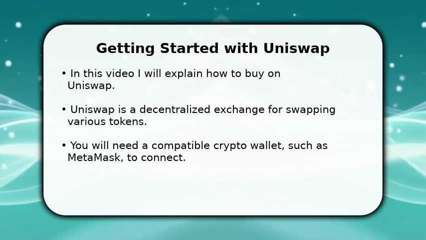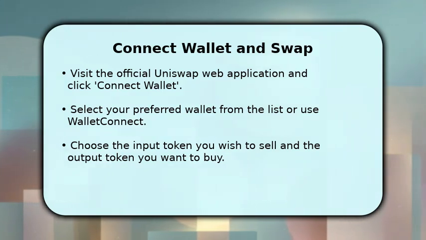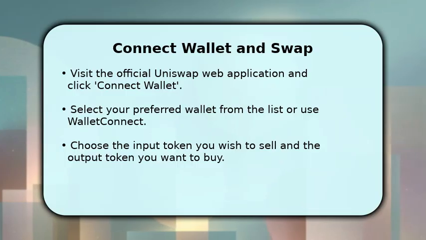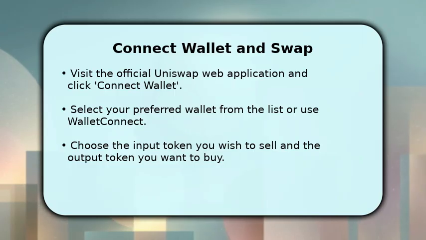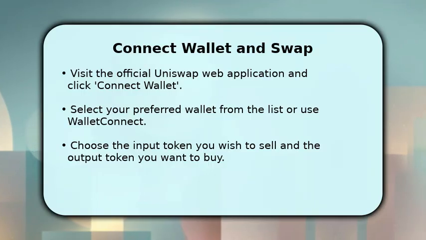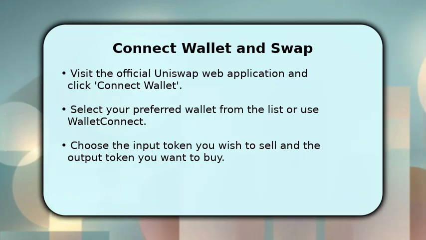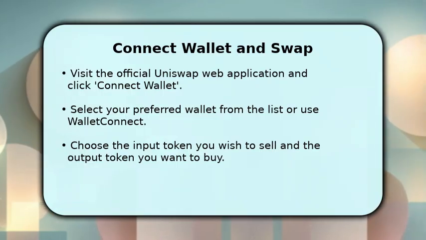Let's get started. Once you're on the Uniswap web application, locate and click the Connect Wallet button. You'll see a list of popular wallets. Simply choose yours or use Wallet Connect for other options. Next, select the cryptocurrency you want to trade from and the one you wish to receive. Input the amount, and then carefully review and confirm the transaction within your connected wallet.